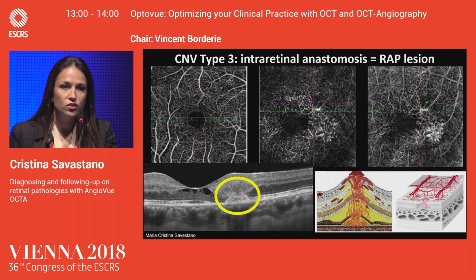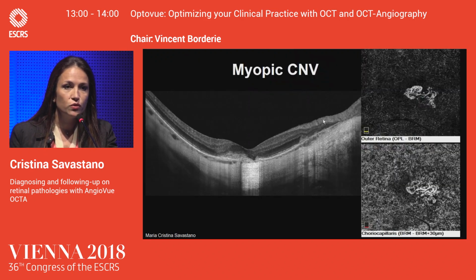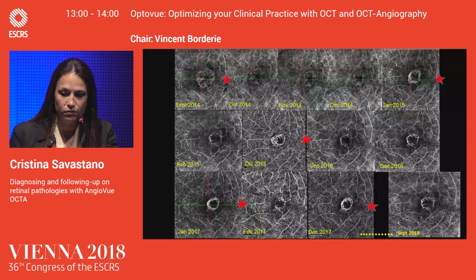In wrap lesions, so when we have the anastomosis between the deep circulation and RPE, like we can observe in this type of signs, that is defined like a case sign, we can see the articulation between an anastomosis in OCT angiography when we make the scan exactly at that level. In myopic patient too, when it is complicated by CNV, we can observe in the correspondence of outer retina or in choriocapillaris the CNV that is well observable over the time.